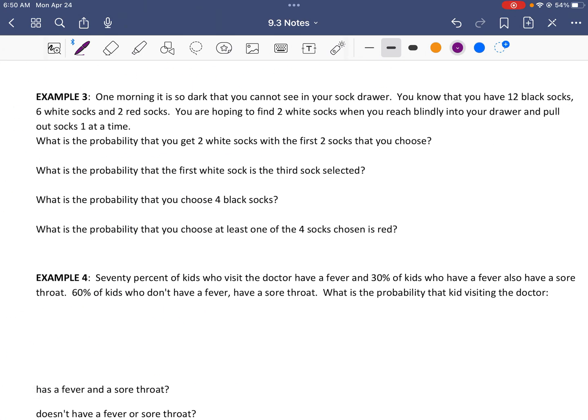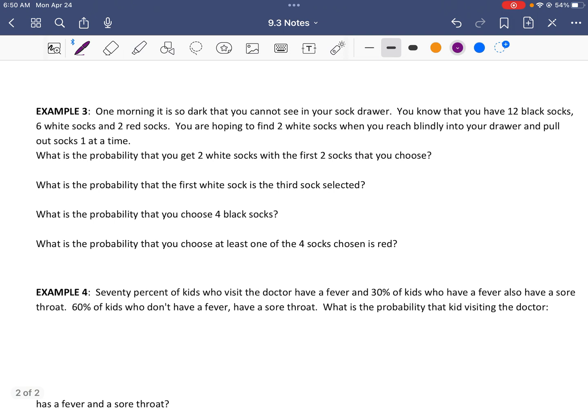It says, one morning it's so dark you cannot see in your sock drawer. You know that you have 12 black socks, 6 white socks, and 2 red socks. You're hoping to find 2 white socks when you reach blindly into your drawer and pull out socks one at a time. Well, 20 total: 12, 6, and 2. So first question, what is the probability you get 2 white socks with the first 2 socks that you choose?